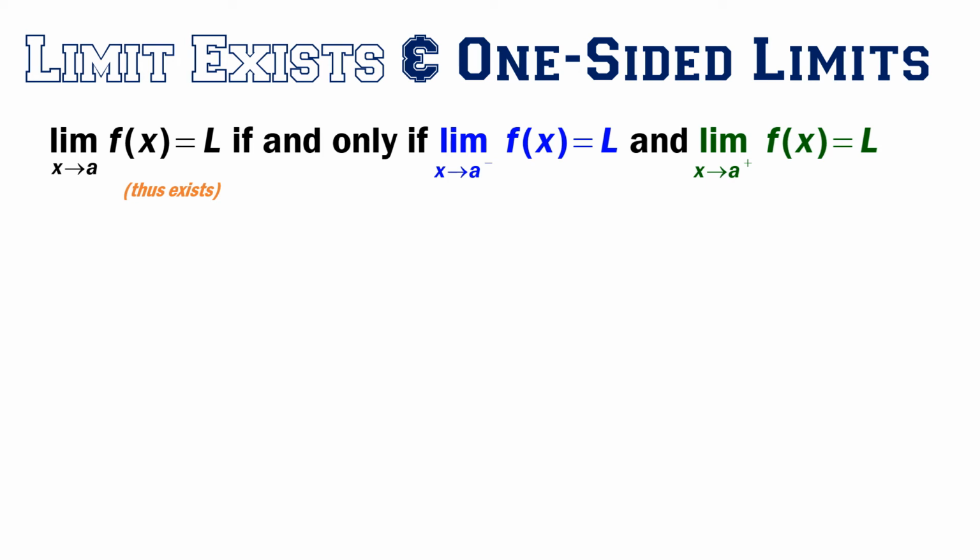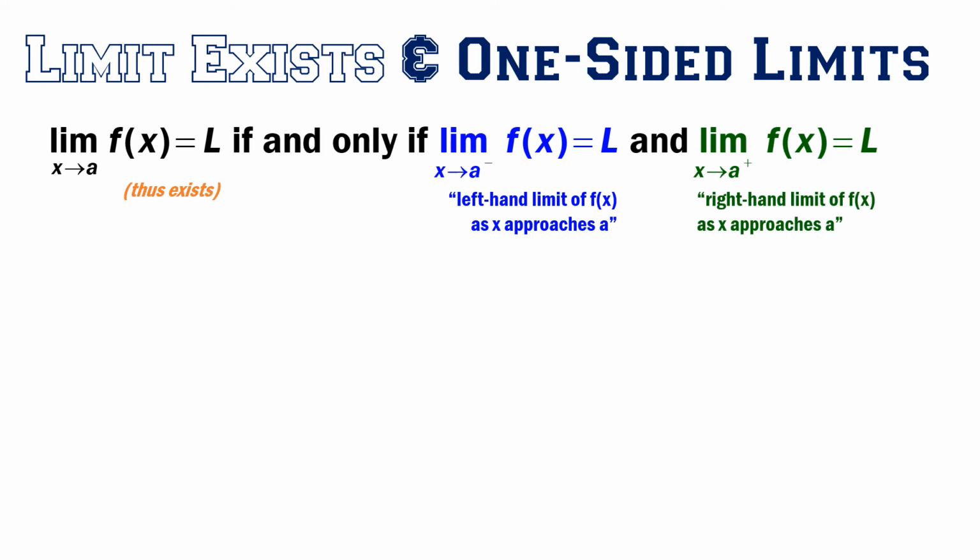All right, so let's start again. The limit of f of x as x approaches a equals L if and only if the left-hand limit of f of x as x approaches a and the right-hand limit of f of x as x approaches a both equal the same limit L. That's how you know a limit exists.